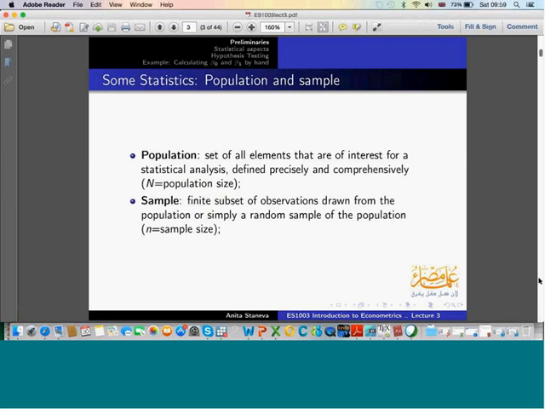I'm going to start with some statistical notations in order to make sure that we are all aware of this. In statistics, we define the population as a set of all elements that are of interest for the statistical analysis, and normally we denote this by N, capital N, which is the population size. And we define the sample as a finite subset of these observations drawn from the population, or simply a random sample of the population, and we use a small n for the sample size.